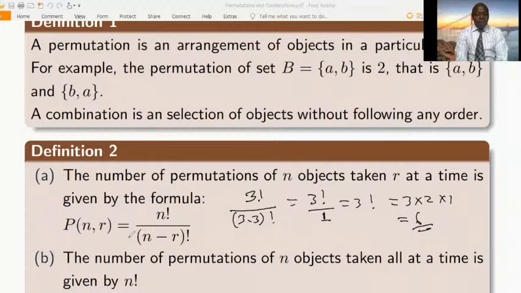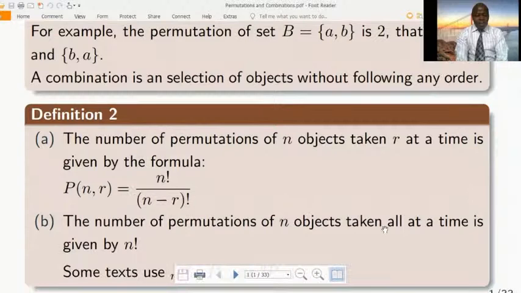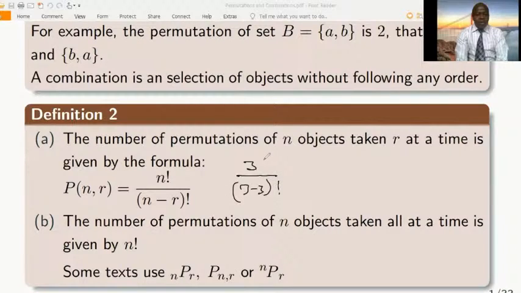So this is what I've written here. I've given that formula as A, and just below it, I have B, and B says that the number of permutations of n objects taken all at a time will be given by n factorial. And we've seen this. If I have 3 objects, it will be 3 minus 3 factorial, and the denominator there is 0 factorial, which is 1. So this is just the same as 3 factorial.